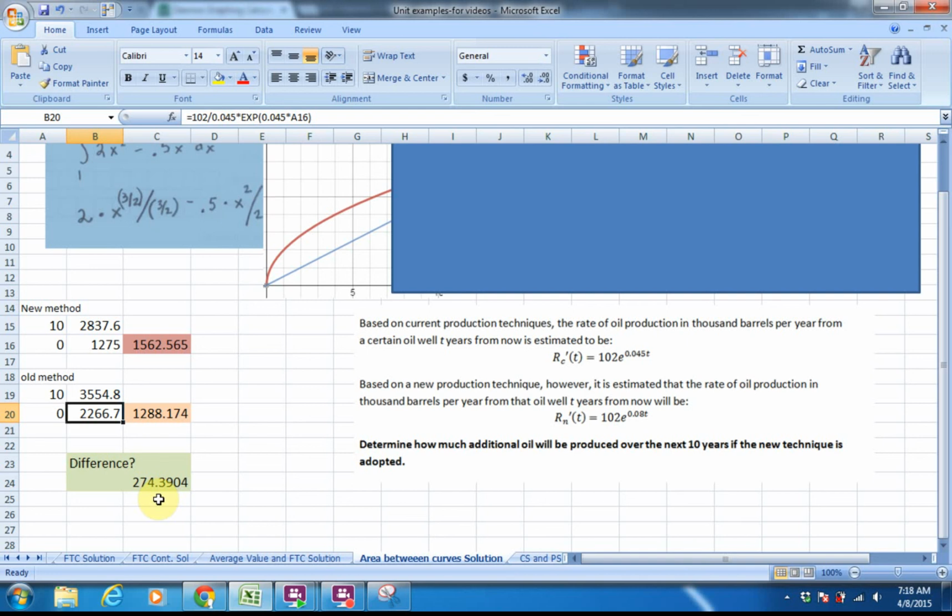I hope that these two examples have given you an idea of area between curves, and there's certainly other things that you can look at in the folders that I've provided on Blackboard. We will move on to consumer and producer surplus next, and they are an application of this idea, area between curves.